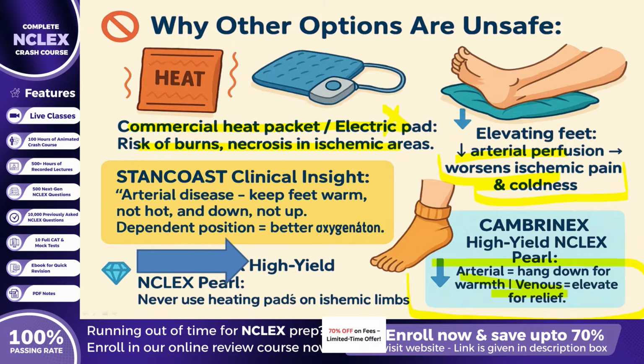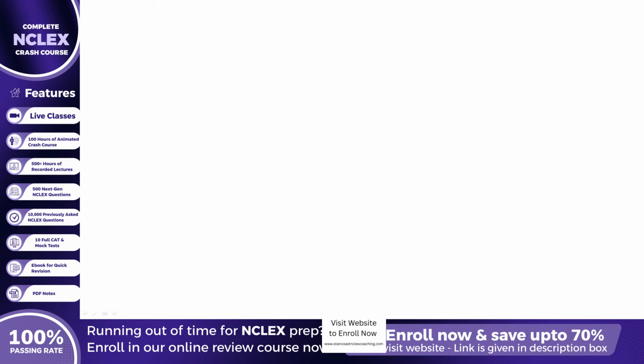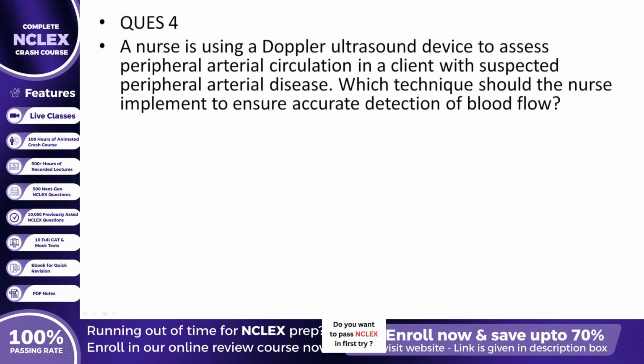Moving forward into an important vascular assessment concept, imagine a nurse using a Doppler ultrasound device to evaluate peripheral arterial circulation in a client with suspected peripheral arterial disease. The question is, which nursing technique should be implemented to ensure accurate detection of blood flow?